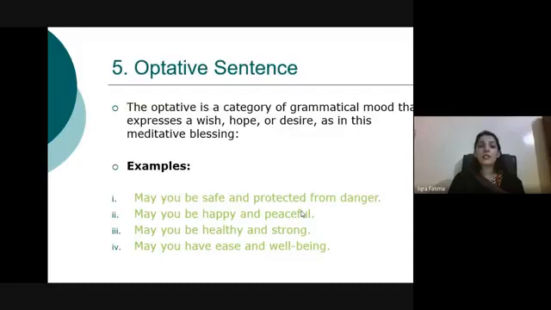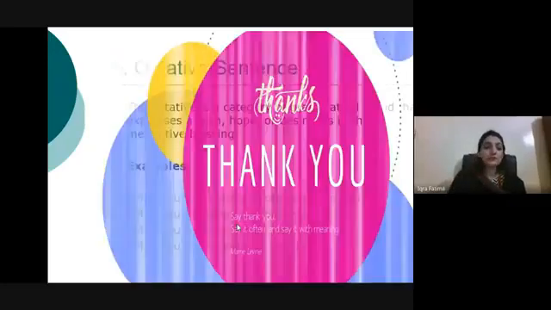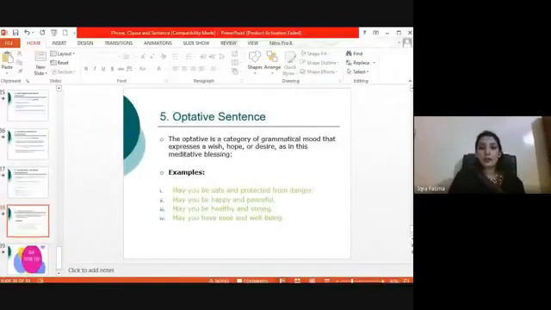The last type of sentence is the optative sentence. The optative sentence is the sentence that gives you the meaning of a wish, hope, or desire, in which, let's suppose, you curse someone, or you bless someone. Like you say, may you be safe and protected from danger. May you have ease and well being. So you are wishing someone, you are giving them your blessings. Such kinds of sentences are called optative sentences. So, with optative sentences, today's topic is going to end.